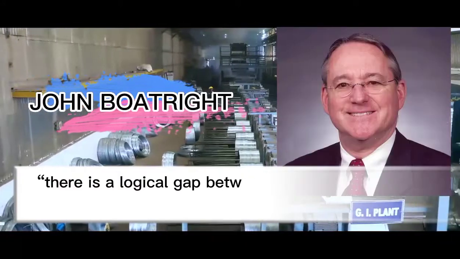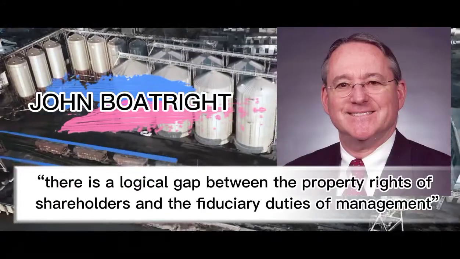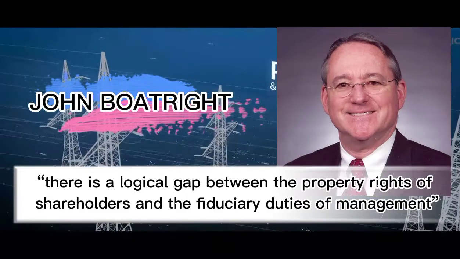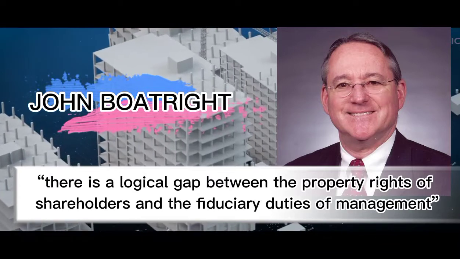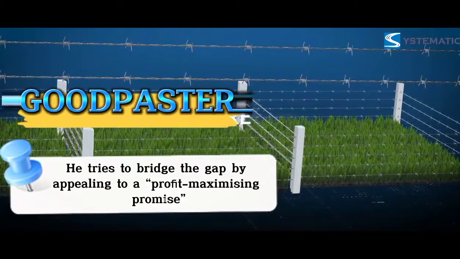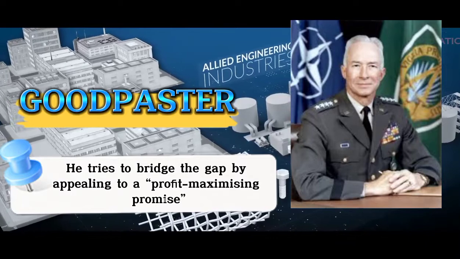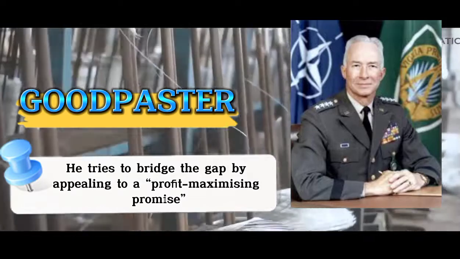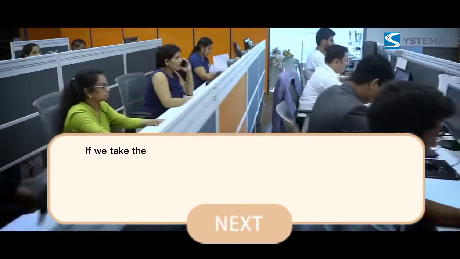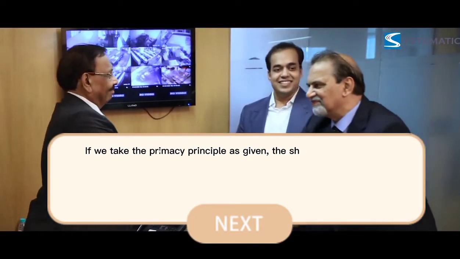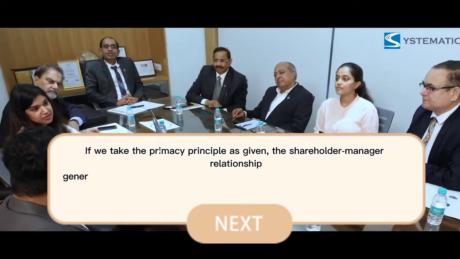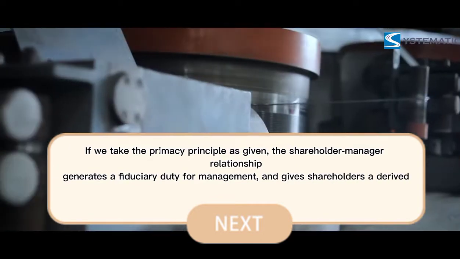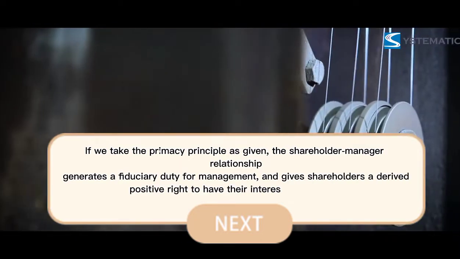Boatright says there is a logical gap between the property rights of shareholders and the fiduciary duties of management. Goodpaster tries to bridge the gap by appealing to a profit-maximizing promise. If we take the promisee principle as given, the shareholder-manager relationship generates a fiduciary duty for management and gives shareholders a derived positive right to have their interests maximized.